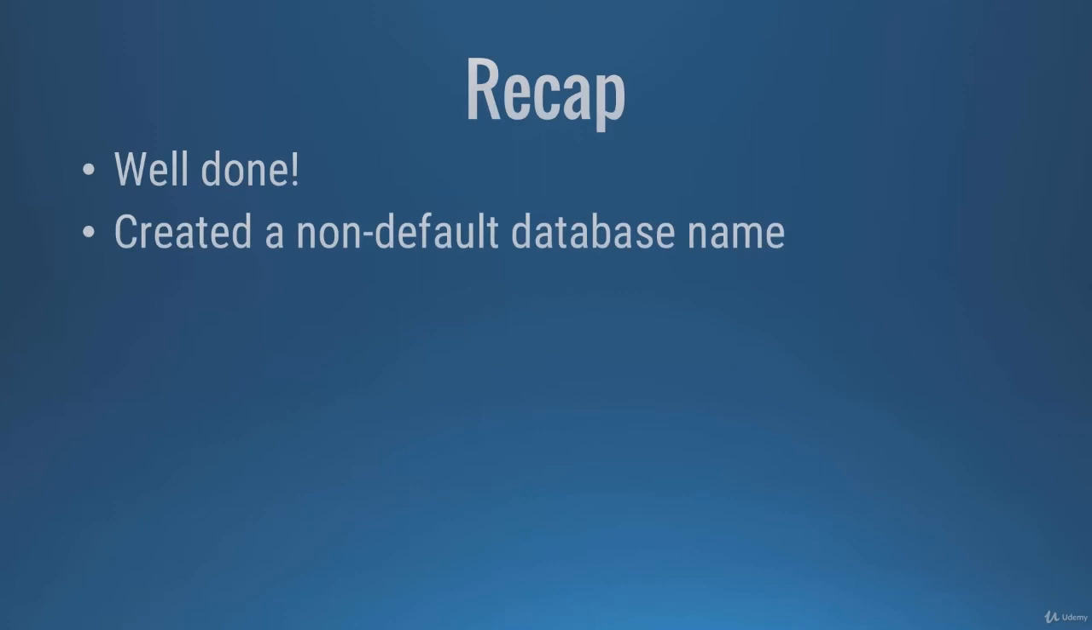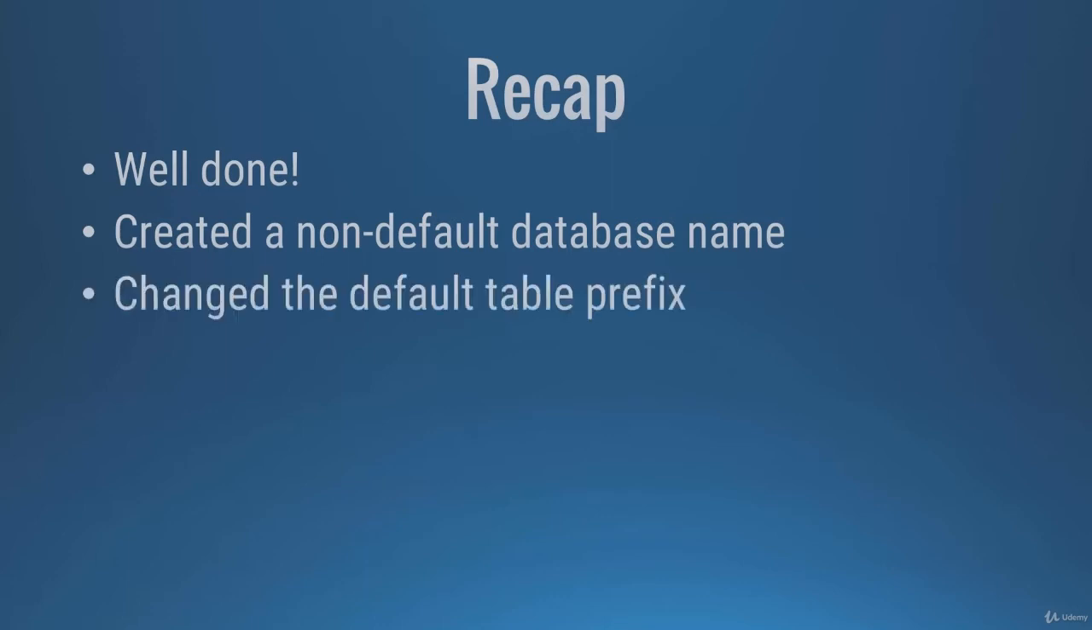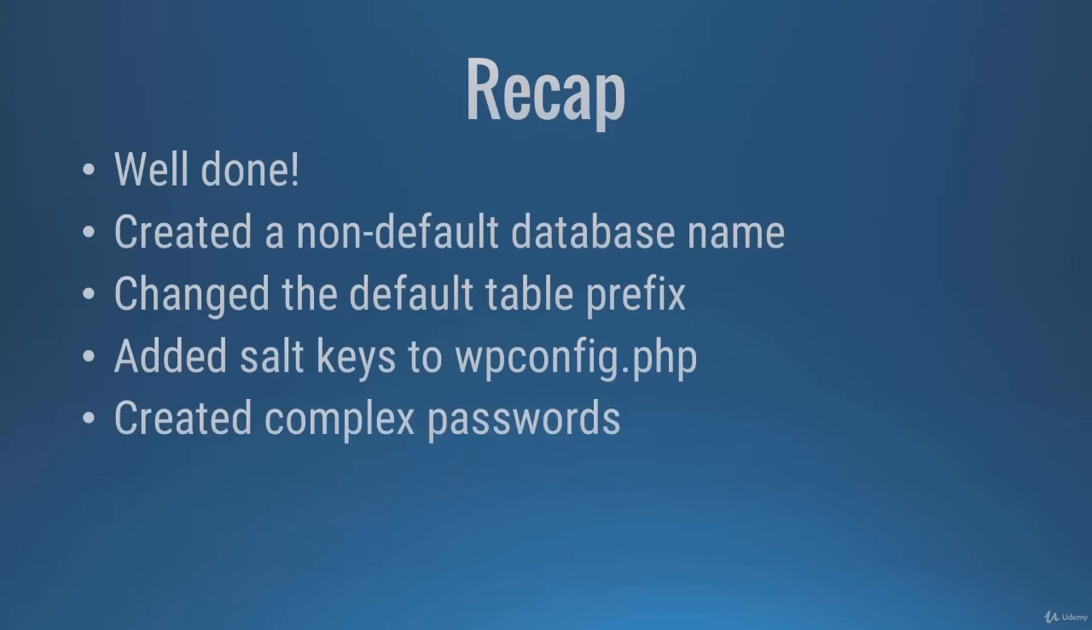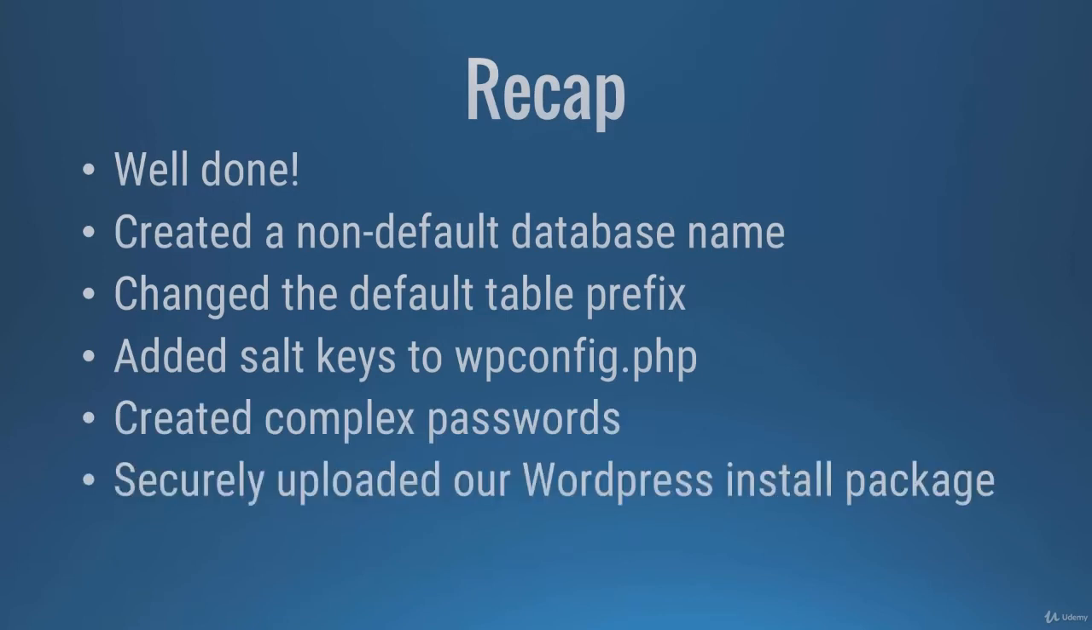So we created a non-default database name, making it harder for a potential hacker or malicious script to guess the database name. And similarly, we changed the default WordPress table prefix as well. We then added salt keys to the wp-config.php file. We created some complex passwords, and then we securely uploaded our WordPress installation package over an HTTPS connection. And then finally, we did a post-installation cleanup.